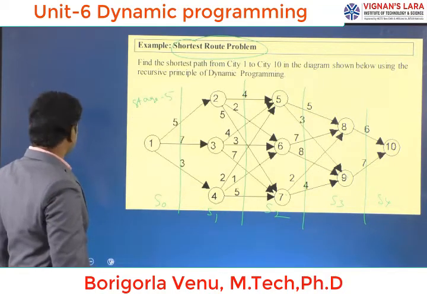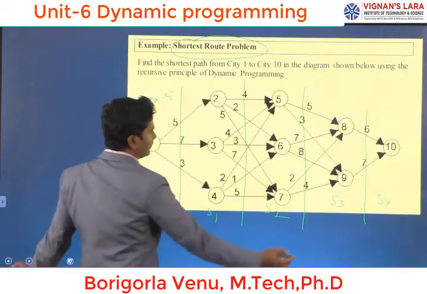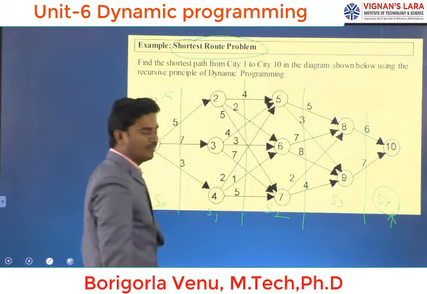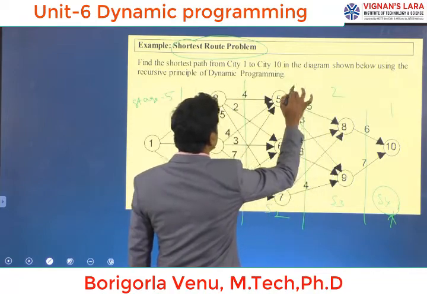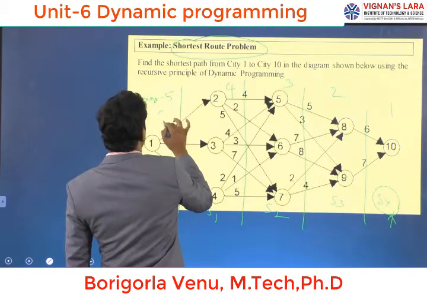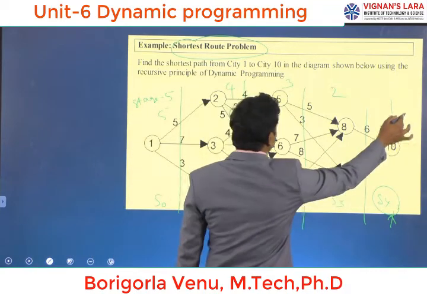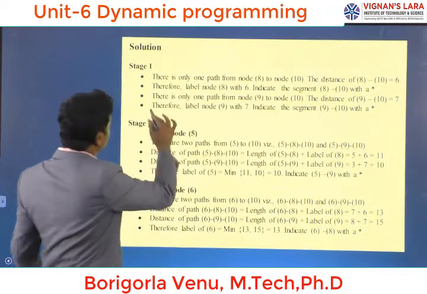Okay. Coming to the solution, first stage 1. Stage 1 means here we are going to take the backward. It means from the last stage we are going to calculate the value. So this is stage 1, 2, 3, 4, 5. These are the 5 stages. So now we are going to calculate the solution from the stage 1 itself. Here coming to the stage 1.